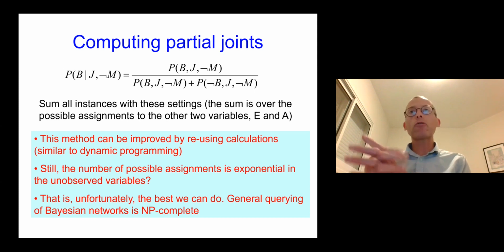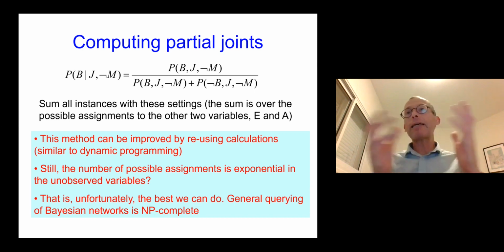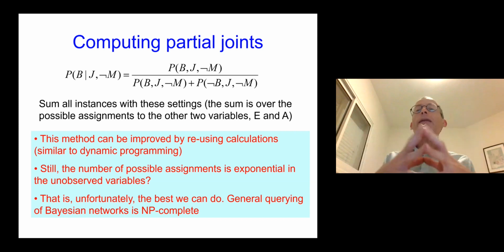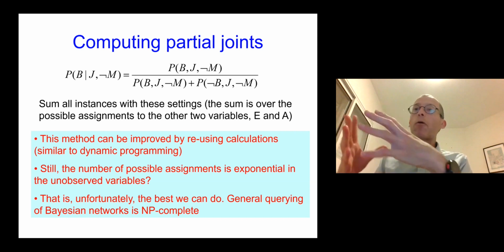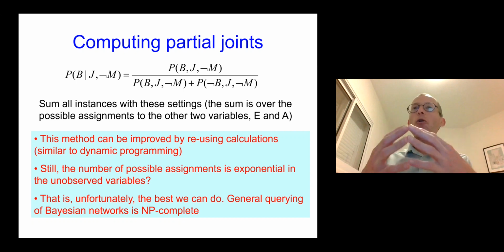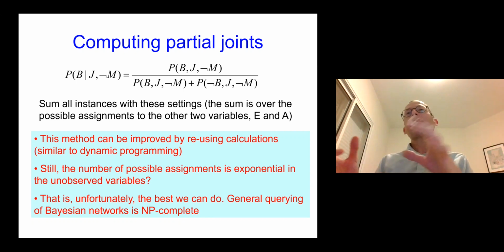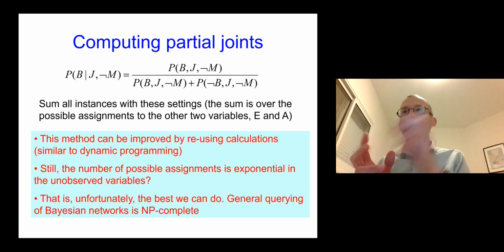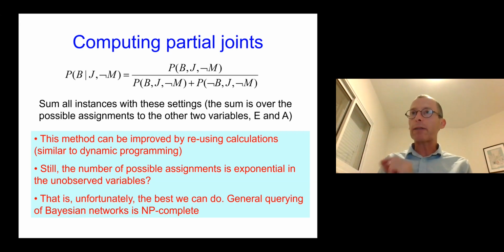NP hard, for those who are less familiar with computational complexity, is related to NP, a class of problems that we don't know how to solve in polynomial time. NP means that if we have a solution, we can easily validate that it works in polynomial time. But to find that solution, we don't know how to do it, and it's likely exponential.